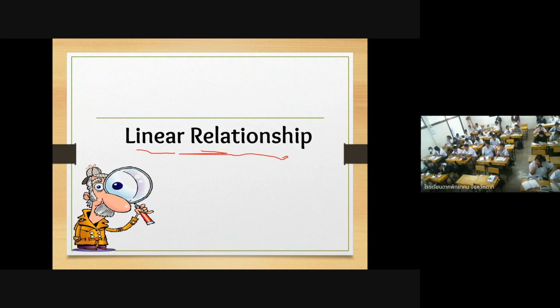What does relationship mean? Relation. So when we talk about linear, it's not an equation. We're just dealing with linear. Linear means the highest power of the variable is power 1. That's linear.